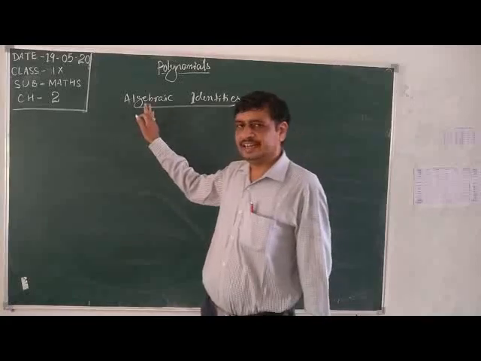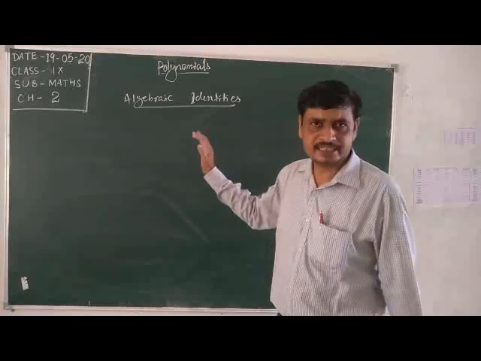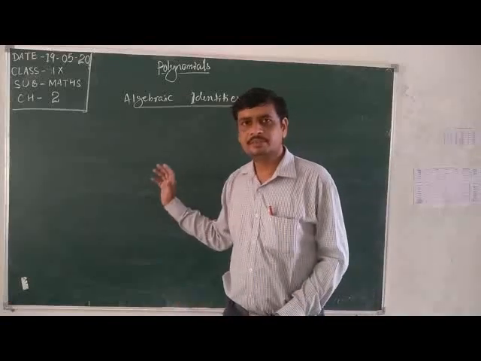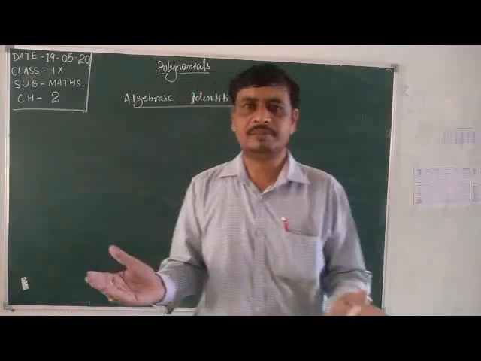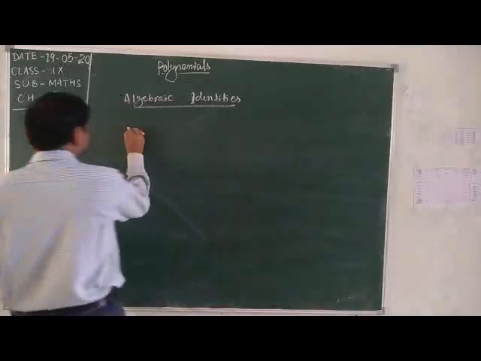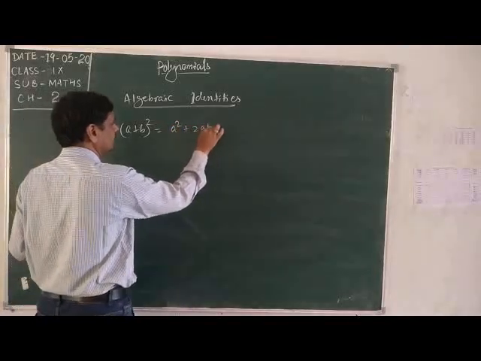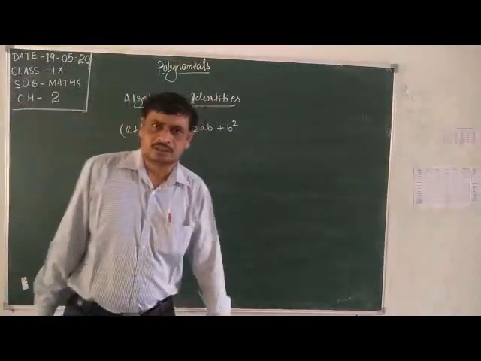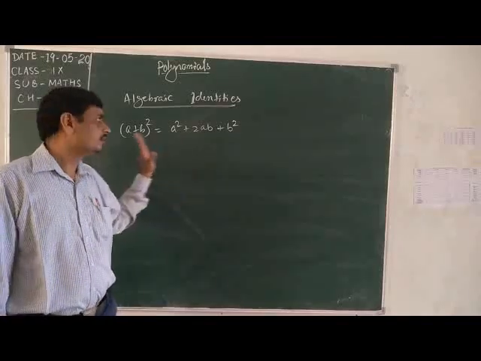Now we will discuss algebraic identities. What is an identity? An identity is a statement in which, when we put any value for the variables, the left side and right side both become the same value. Like a plus b whole square equals a square plus 2ab plus b square. For any value of a and b, the result of the left side and right side both become equal. That is an identity.